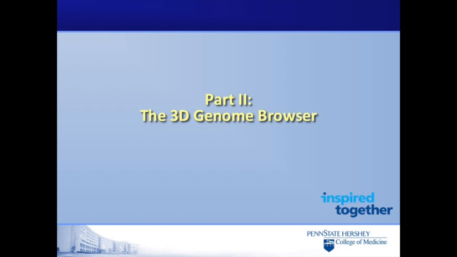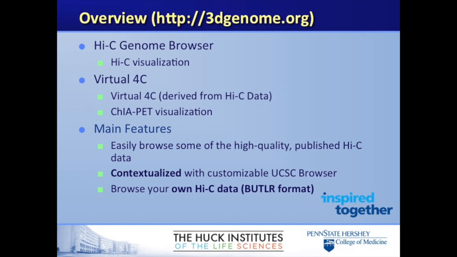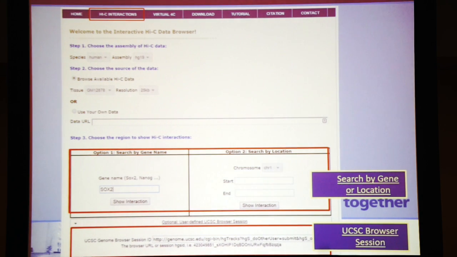So on the other hand, what if we have a gene of interest, and what could be our cis-regulatory element? We use a different approach with the spatial interaction approach. So here we harness the power of proximity ligation method, especially Hi-C, for the 3D genome browser here. So to get here, we go to 3dgenome.org, and then we click on Hi-C interactions.